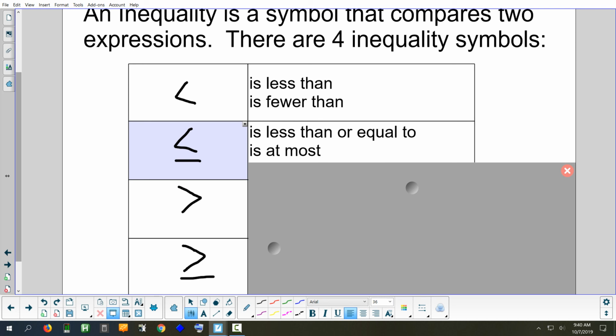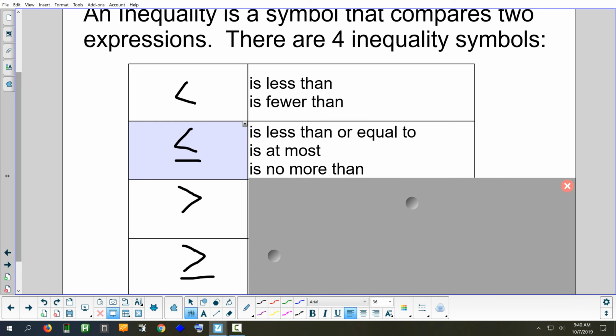Another way to say that is no more than. If I said to you, I have no more than $5 on me, that means I could have $5 or less. I don't have any more than $5. So these two are a little different, but different ways to say less than or equal to.